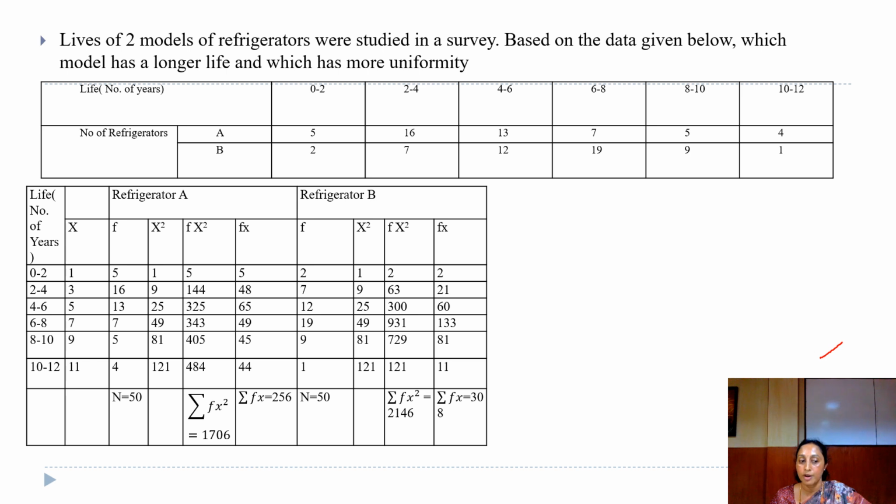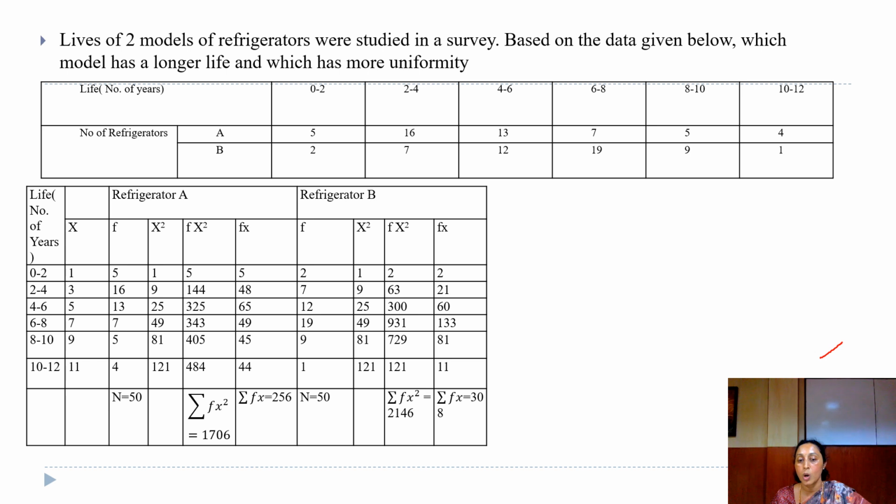The life in number of years is given to us, and here x is the mid value of each class. So for 0 to 2 the mid value is 1, for 2 to 4 the mid value is 3, for 4 to 6 the mid value is 5. Like that the mid values are listed here, and frequency is the number of refrigerators with that life in years for the A model. Similarly, we have listed the life in years for the refrigerator B model.